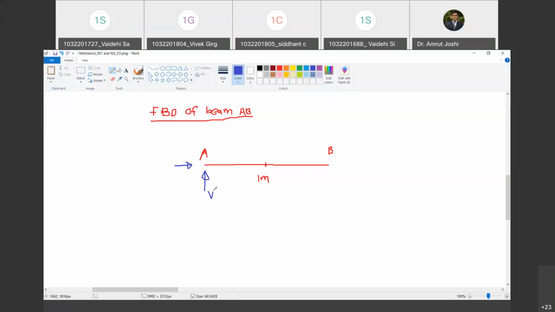I am going to call this as VA. Are you with me? Yes, sir. And I am going to call this as HA. Now, natural question will be, why have I shown VA upward and HA towards right? It's not like that. You can choose any sense you want. At the end of the analysis, if negative sign shall emerge, it means that originally assumed sense is incorrect. Are you with me? Yes, sir.